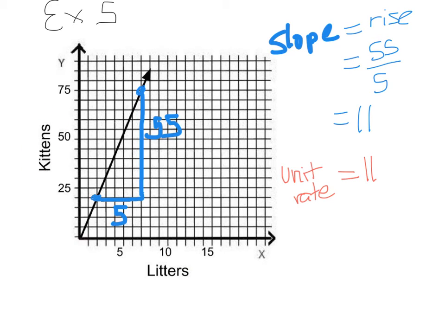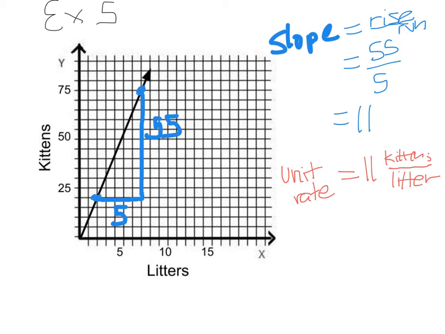The slope is rise over run. So we take our vertical unit first, kittens, put that on top. Run is our horizontal, so we take our horizontal unit, put it on the bottom. So our slope of 11 represents 11 kittens per litter.